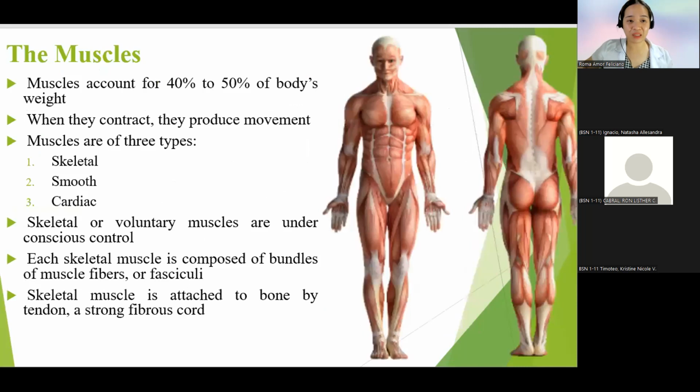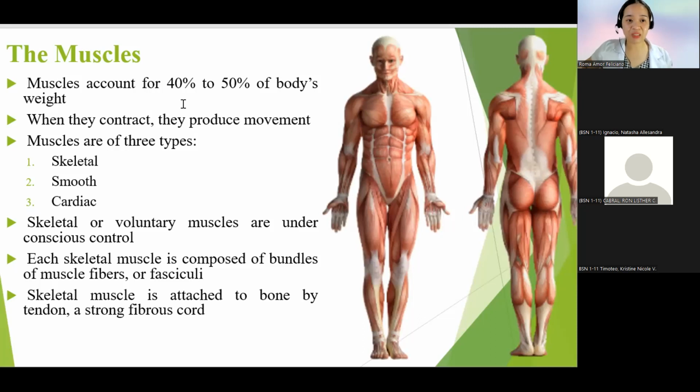Let's go to muscles. Did you know that our muscles account for 40% to 50% of body's weight? Yan. Depende kung ikaw ba ay more muscular or mas marami kang fats, no, sa katawan. When they contract, they produce movement. Muscles are of three types. What are the three types of muscles? Take note of this. You have your skeletal, you have your smooth muscle, and you have your cardiac.